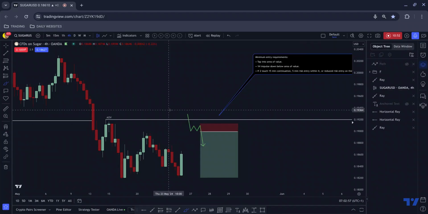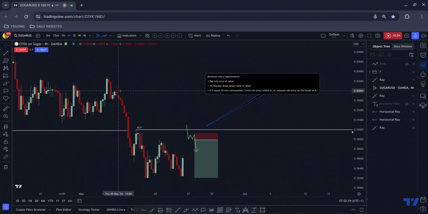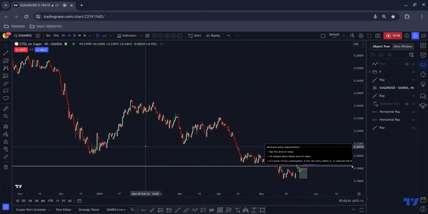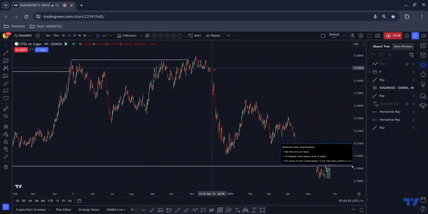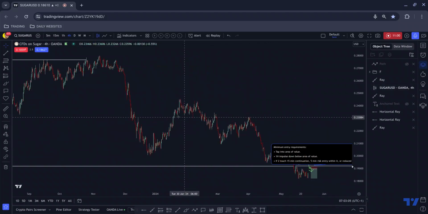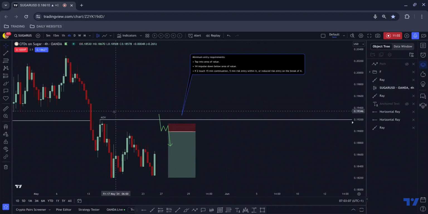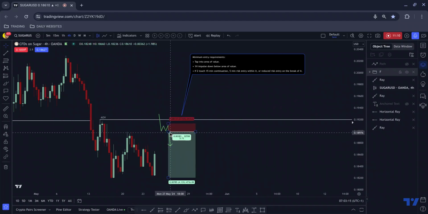What I'll be looking for in this instance, just because we're a bit further down in the run, is this is not where I would take an independent 5-minute flag, just because of how far into this run we are. So I'll be looking for a tap into this area, a 1 hour impulse down, and then the 2-touch 15-minute continuation, and then I would set an entry on the break.